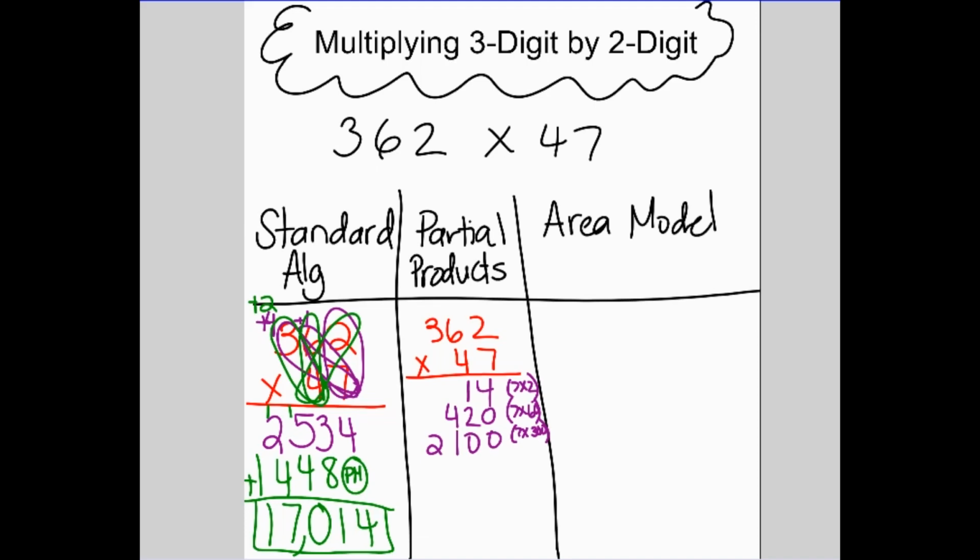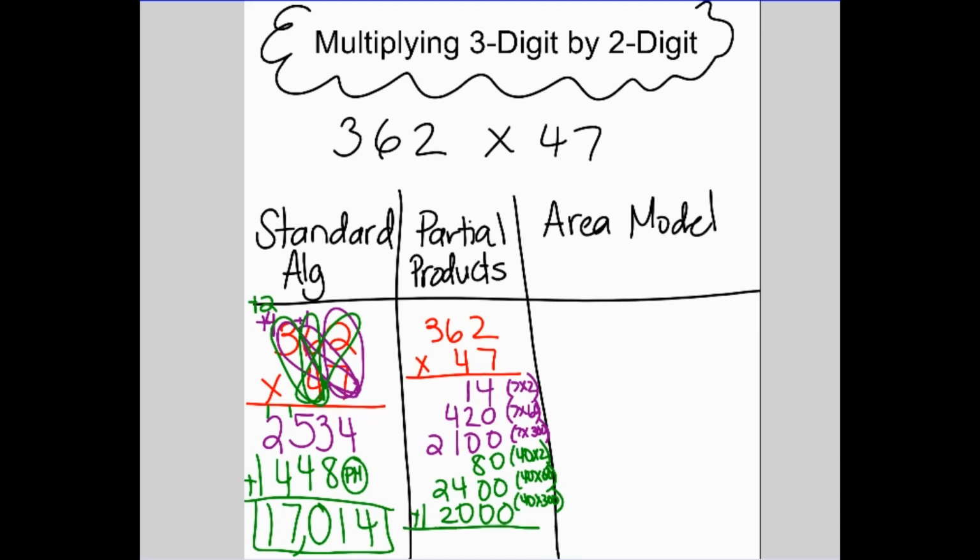Now I'm done with my 7s. Let's move on to my 40. Then I'm going to do 40 times 2. That is going to be 80. Then I have 40 times 60. That is going to be 24 with 2 zeros attached. And lastly, I have 40 times 300. That is going to be 12. Well, let me put all my zeros. I have 3 zeros. 1, 2, 3. And then 4 times 3 is 12. So then I put the 12 in front.